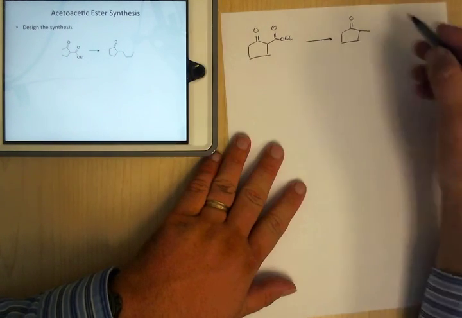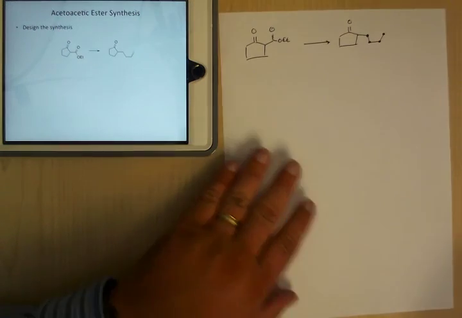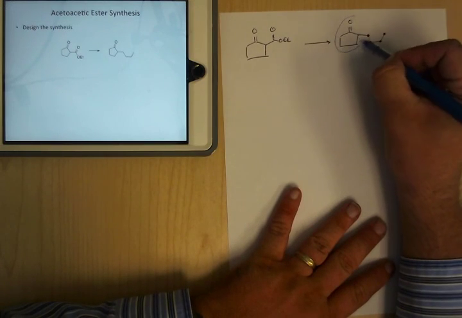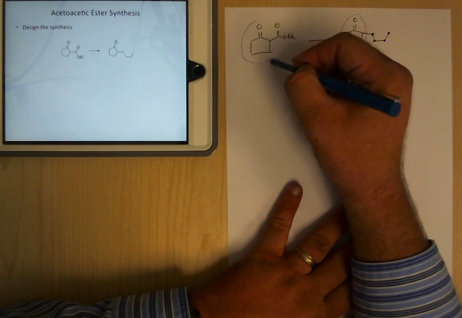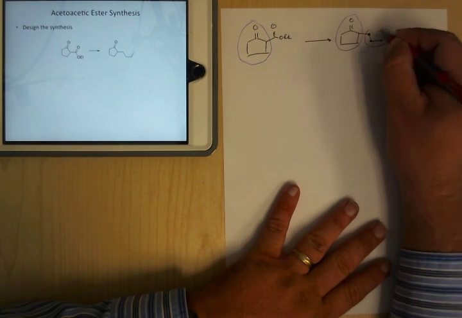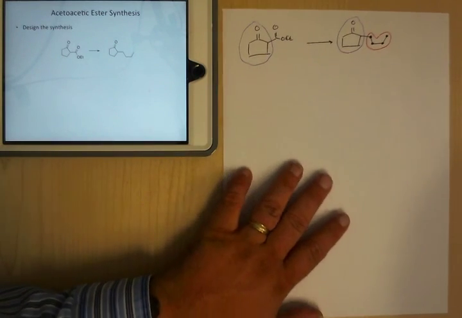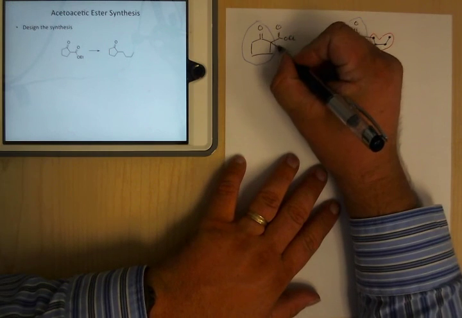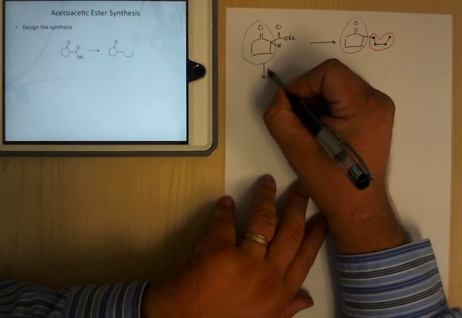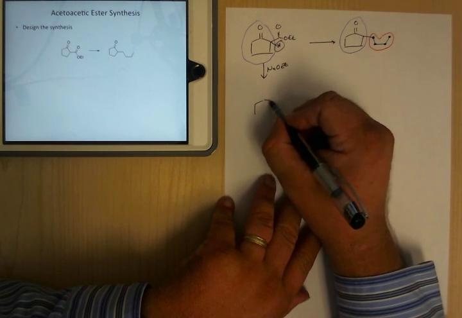So 1, 2, 3, 4. It's a four-carbon piece that we're adding. So this part here is going to be this part there, and what we need is an extra four-carbon piece there. But again, we're going to hit this just like all the other ones. We're going to hit this with sodium ethoxide. It's going to rip that away to make this.